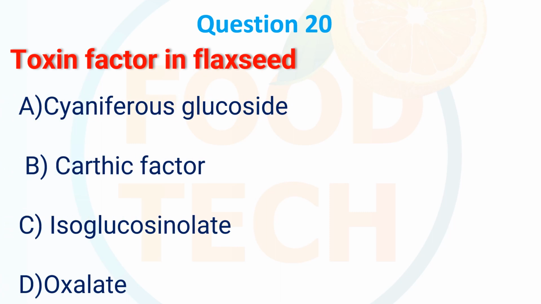Toxic factor in flaxseed. A. Cyanoferrous gluconoside, B. Carthamic factor, C. Isogluconosinolate, D. Oxalate. The answer is A. Cyanoferrous gluconoside.